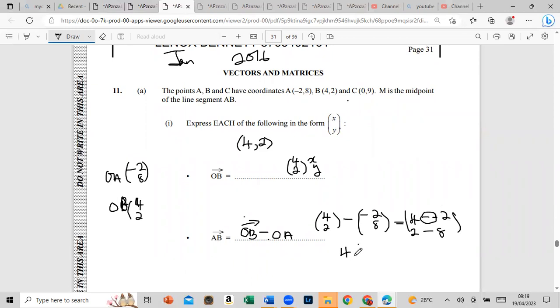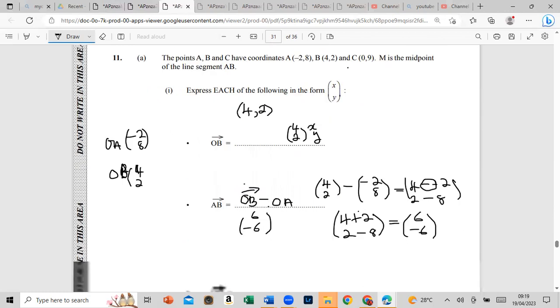And then 2 minus 8. So our final answer would be 6. 2 minus 8, that's negative 6. So the vector AB would be 6, negative 6. Very similar to the one that we did earlier, but it's different. Alright, let's see what else they asked us for.